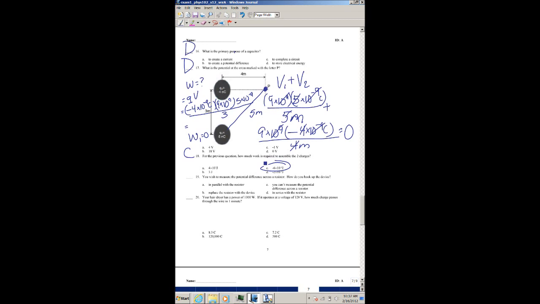You wish to measure the potential difference across a resistor. How do you hook up the device? Voltmeters are always hooked up in parallel, so the answer is A. Your hairdryer has a power of 1,000 watts. It operates at 120 volts. How much charge passes through the wire in 1 minute? First, we need to find the current. Current is power over voltage. That's 1,000 watts over 120 volts.